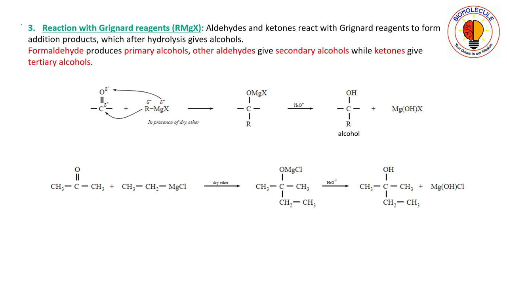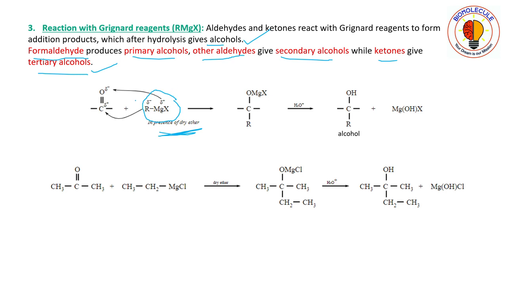Okay, so reaction with Grignard reagent. Aldehydes and ketones react with Grignard reagents to form addition products which after hydrolysis give alcohols. So you will be ending up with alcohol. Formaldehyde will give you primary alcohol. Other aldehydes except formaldehyde will give you secondary alcohol, while ketone will always give you tertiary alcohol. This reaction will always be done in presence of dry ether. This is a very dry reaction. As I have previously told you, Grignard reagent is very reactive. With water it will react to give you alkane.